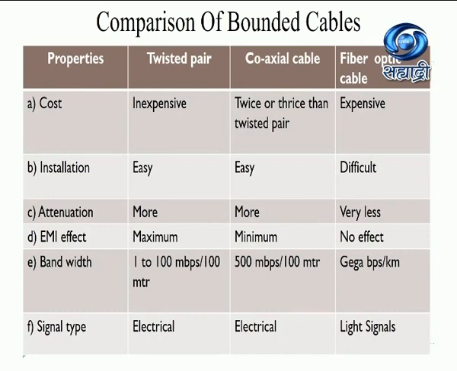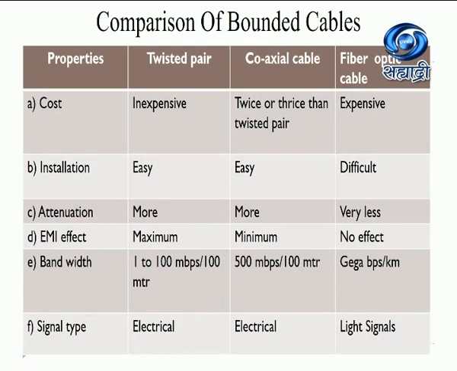For the attenuation, twisted pair is having more attenuation, coaxial cable is having again more attenuation, and fiber optic cable is having very less attenuation. The EMI effect is maximum in case of twisted pair. There is no EMI effect in fiber optic, and there is minimum effect in a coaxial cable.